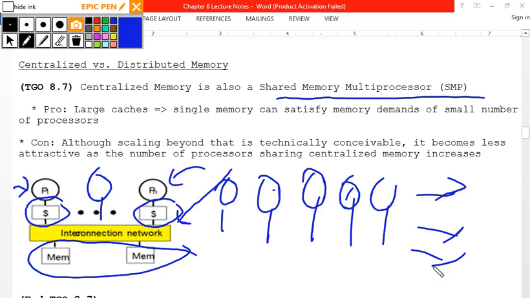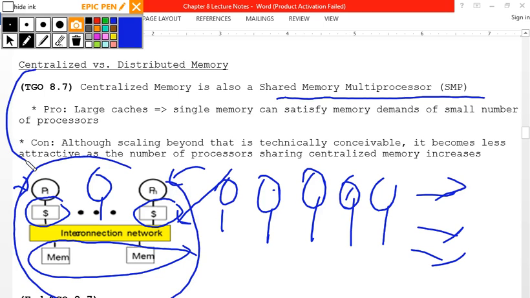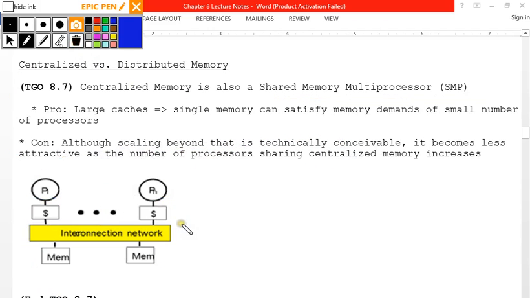So here, if you do this drawing, how do I want to have you guys convey it? No, you know what? Don't do the drawing. Just for the exam, define centralized and distributed, and give me the pro and con of each. Because one thing the drawing doesn't do is describe scaling beyond what's technically conceivable.